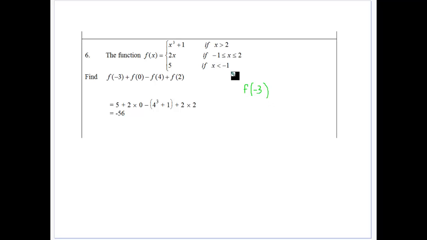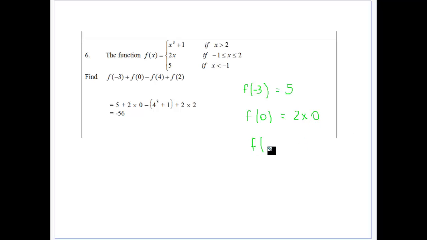Now, if we look at the function of minus 3, it falls into that category. Minus 3 is less than minus 1, so the function of minus 3 would just be equal to 5. The function of 0: where does 0 fall? 0 falls between minus 1 and 2, so we're using this function here. That would be 2 times 0.